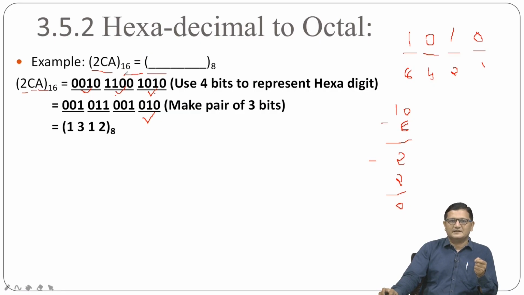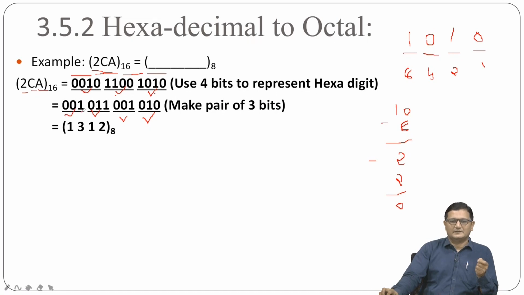So, this 3 bits 0 0 1, this 0 0 1 we have written here. Then this 0 1 1, that 0 1 1 we have written here, and finally, what remains? It is 001, right. So, that 001 I have written here.